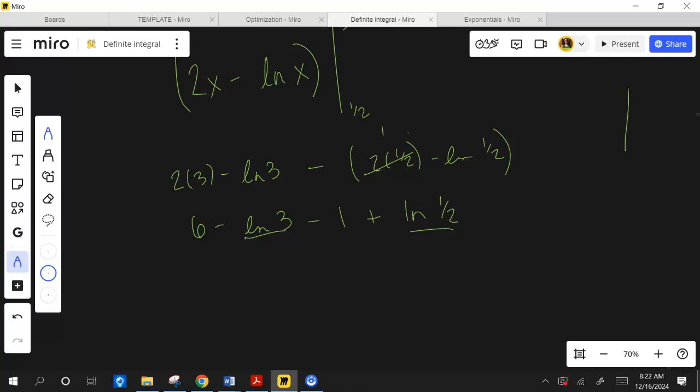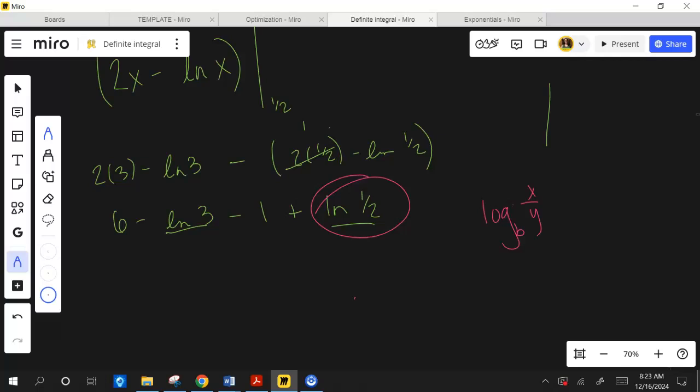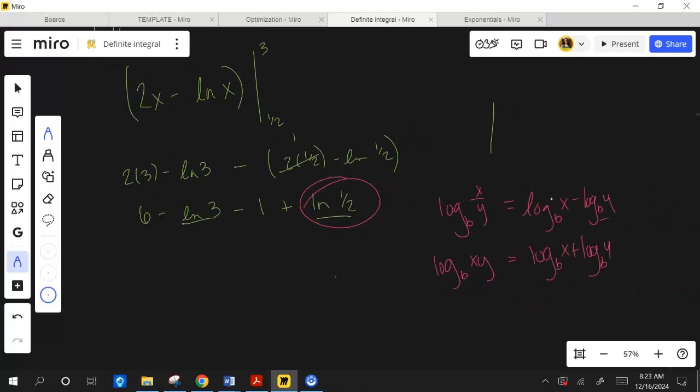Okay, I'm done. Here's what I'm going to do. I'm going to split this up. Y'all remember those log properties? If you've got log base b of x divided by y, I can expand that with subtraction. And then you've got the multiplication one, which is addition. You can go either way with these: I can expand from left to right, and I can condense from right to left.